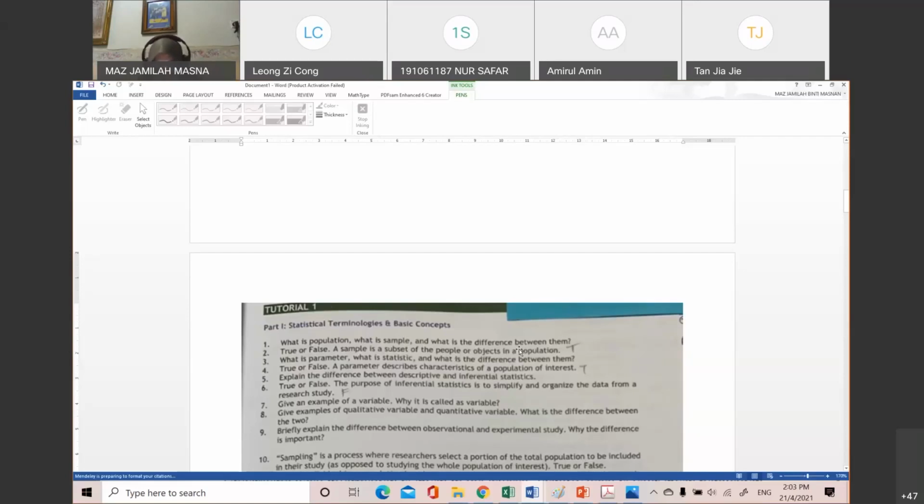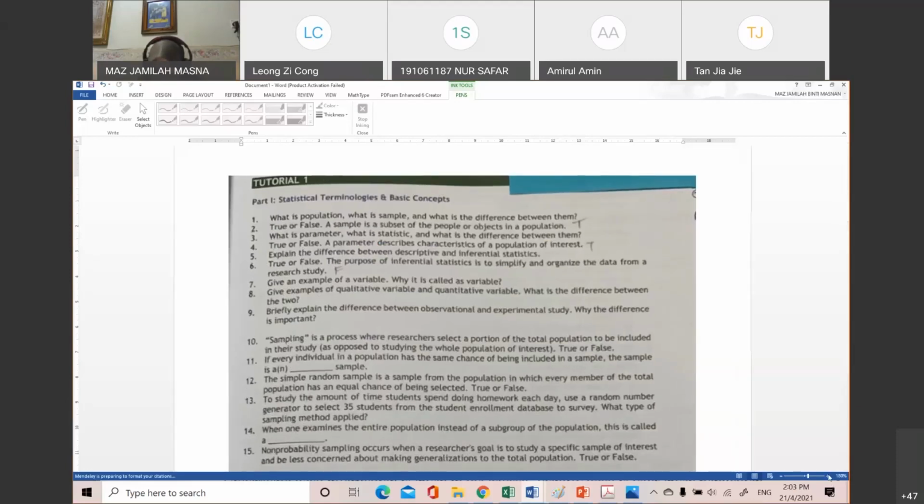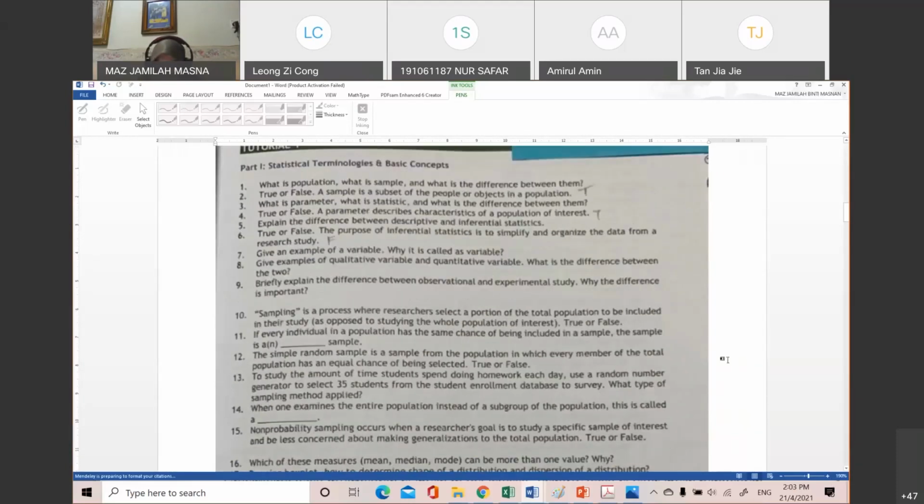And what is the difference between them? What do you think the difference is? Class, what is the difference between population and sample? Obviously, the obvious difference would be what? Population is large in number. Population is usually large in number. Your N will be greater than your sample size.